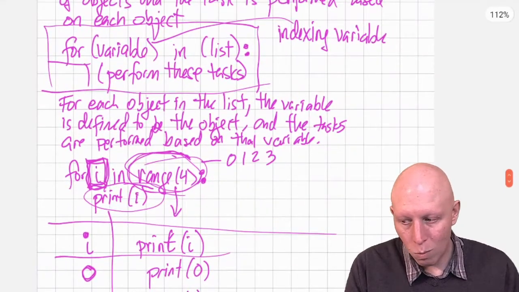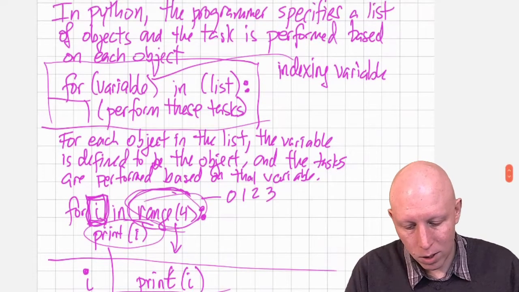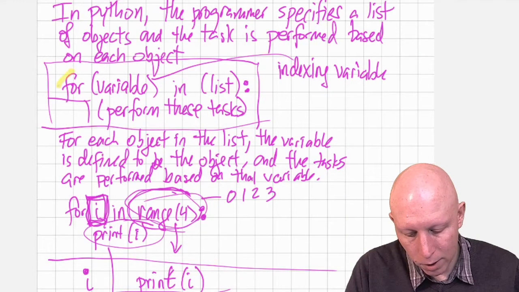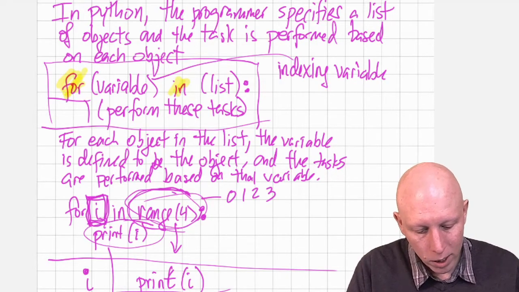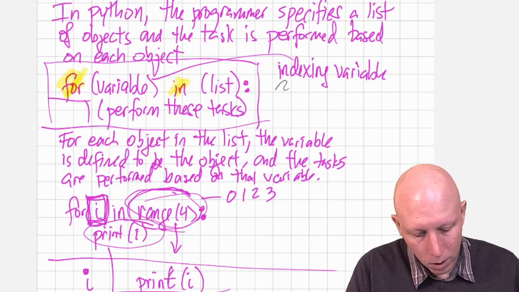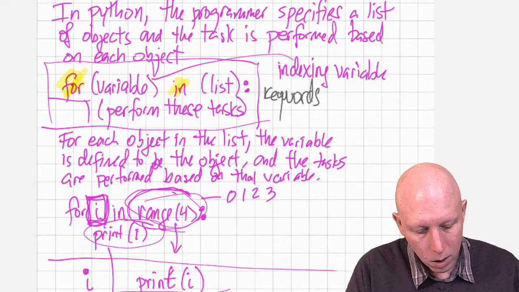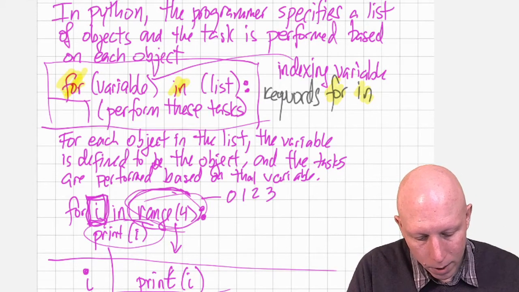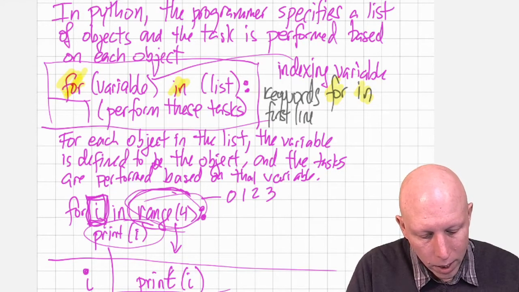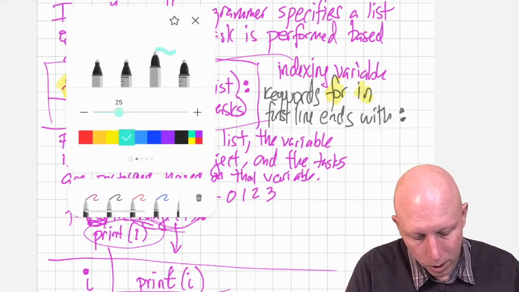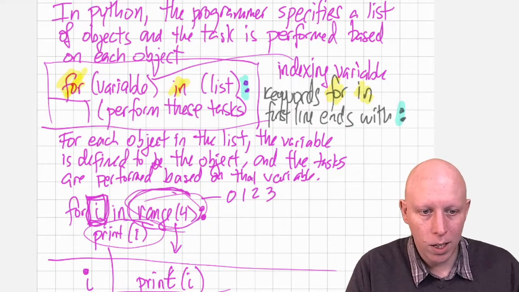Let me mark down a couple of things to keep track of here in terms of our list. Notice that in a for loop, we're using these keywords, for and in. Just like an if statement always uses if, a for loop always uses for and in. The first line ends with a colon. That's another thing that we saw in Python. Python likes to put a colon at the end of these special lines, like the if statement and the for loops.